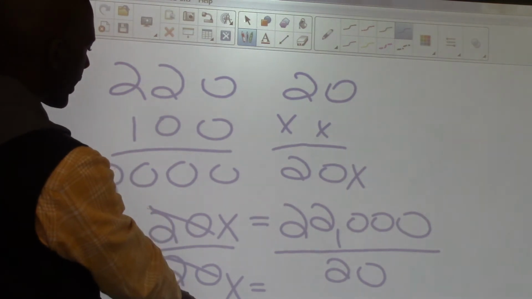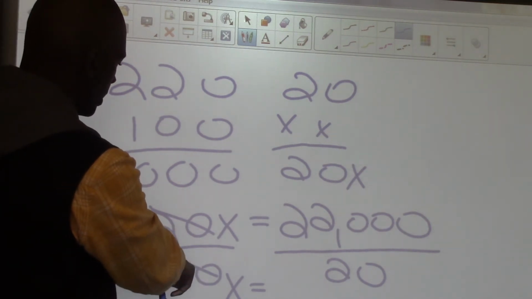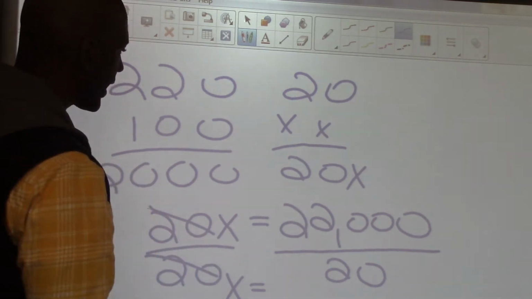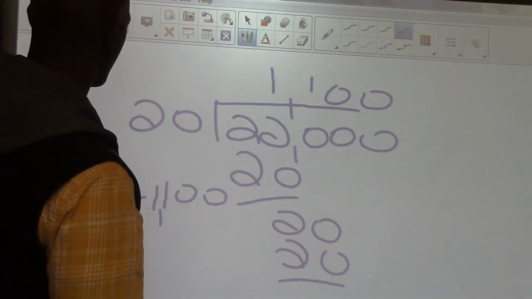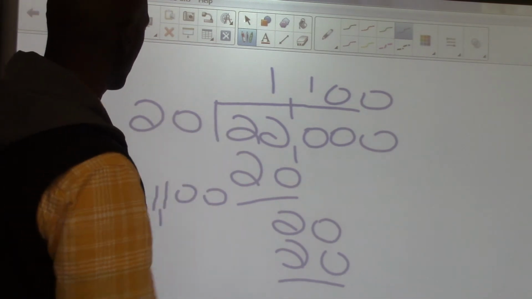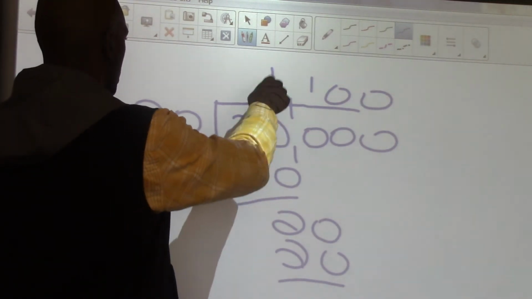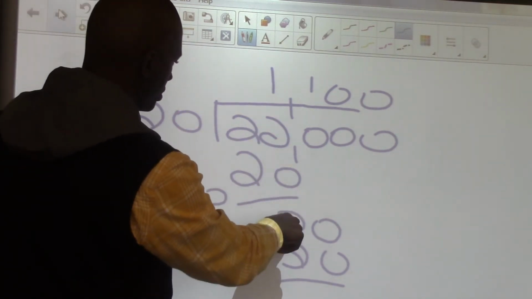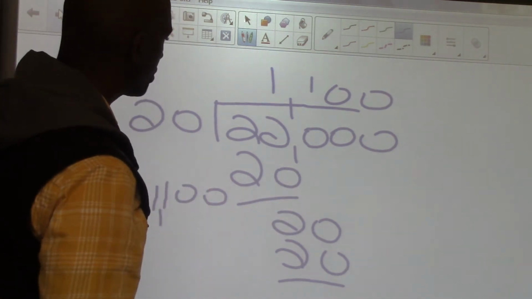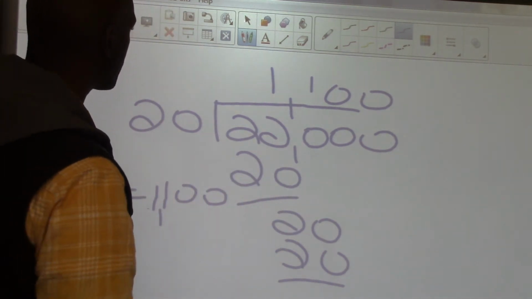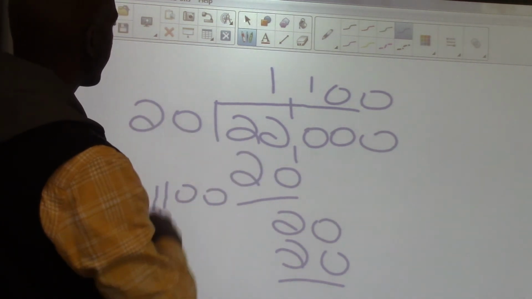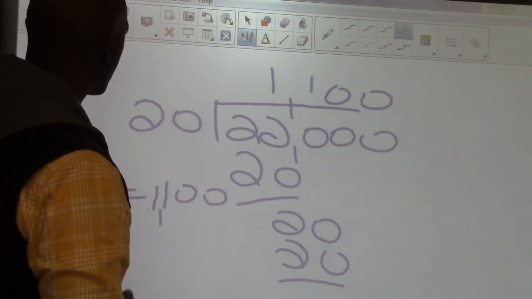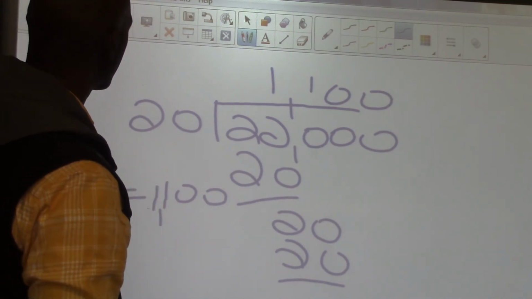We're going to solve for X. 20 divided by 20 is 1, leaves us X equals 22,000 divided by 20. We divided 22,000 by 20. 20 went into 22 one time, 1 times 20, 2 minus 0 is 2. Bring down our 0, we have 20. And now we see that 22,000 divided by 20 is 1,100. Thus, X equals 1,100.